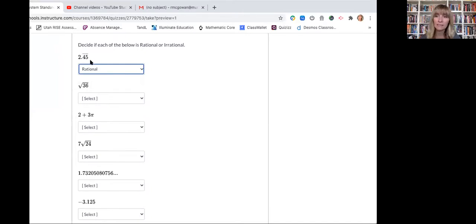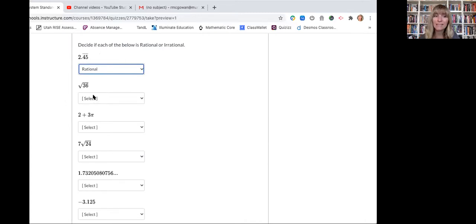If it repeats, it can be written in the form A over B. You could put this 45 over 99 and then simplify it. Anything that can be written A over B is called a ratio, and the word ratio is right there in rational number. So anything that repeats or terminates is rational.